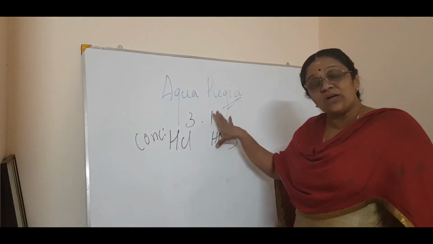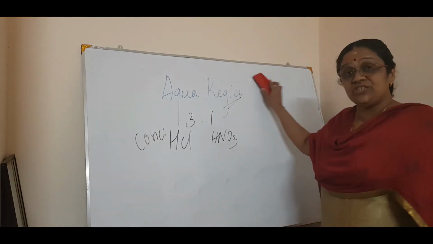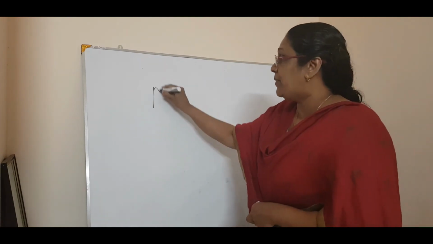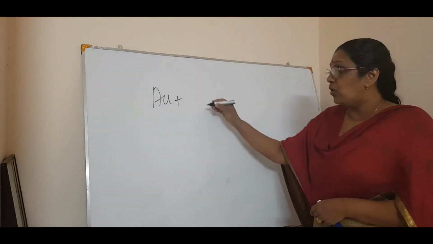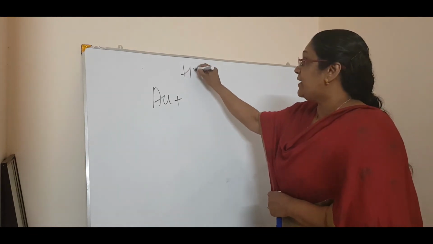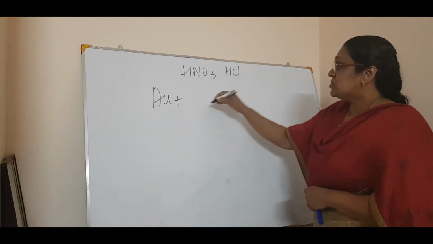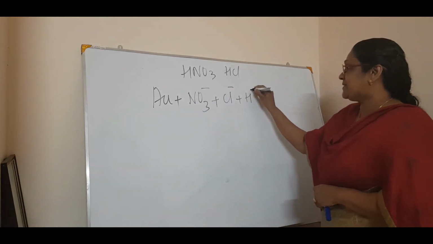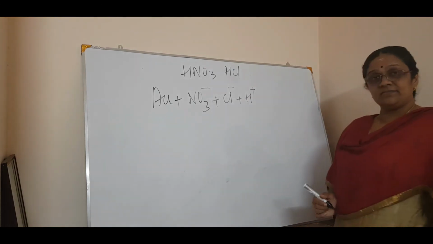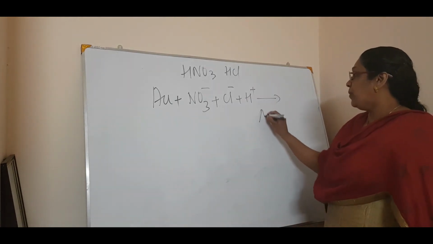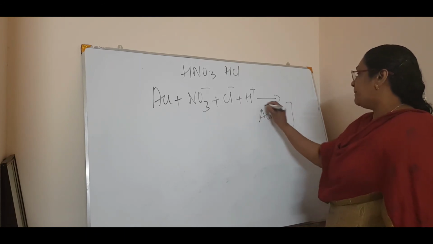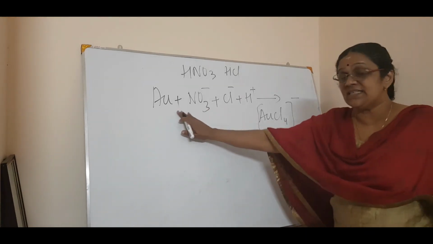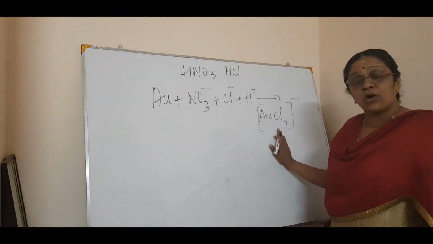So now we will see what is the reaction for this aqua regia, or how gold or platinum will react with aqua regia. For example, you have gold. Gold plus aqua regia means HNO3 and HCl. So I will write NO3- plus Cl- plus H+. All three are there. Now it will give you AuCl4-. See, a complex is formed. So the gold is dissolved in this, forming an aurum complex.